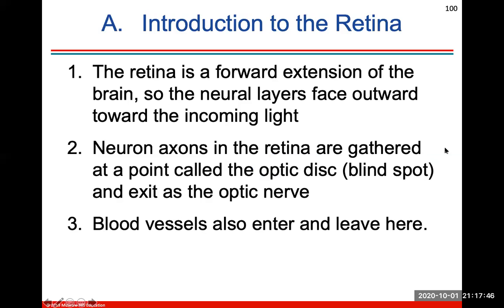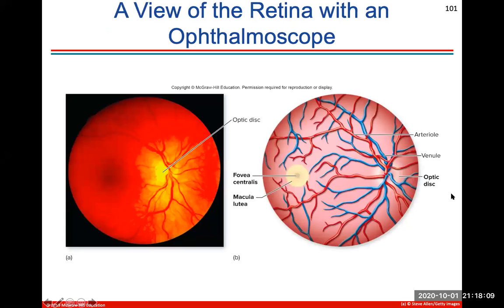The retina is a forward extension of the brain, so the neural layers will face outward toward the incoming light. Neuron axons in the retina are gathered at a point called the optic disc. This is the blind spot, and they exit as the optic nerve. Blood vessels also enter and leave here. So at the blind spot, you will have no photoreceptors. So everyone has a blind spot in their eye.